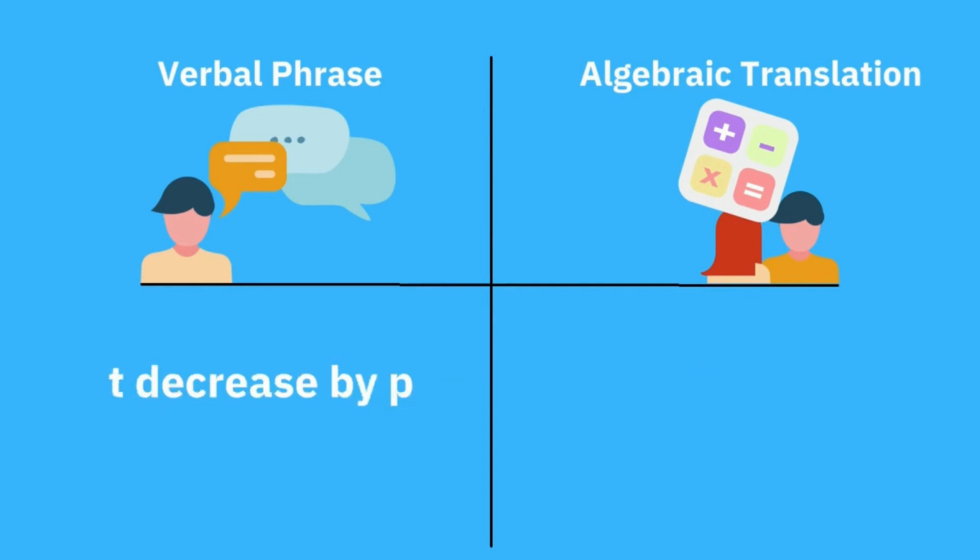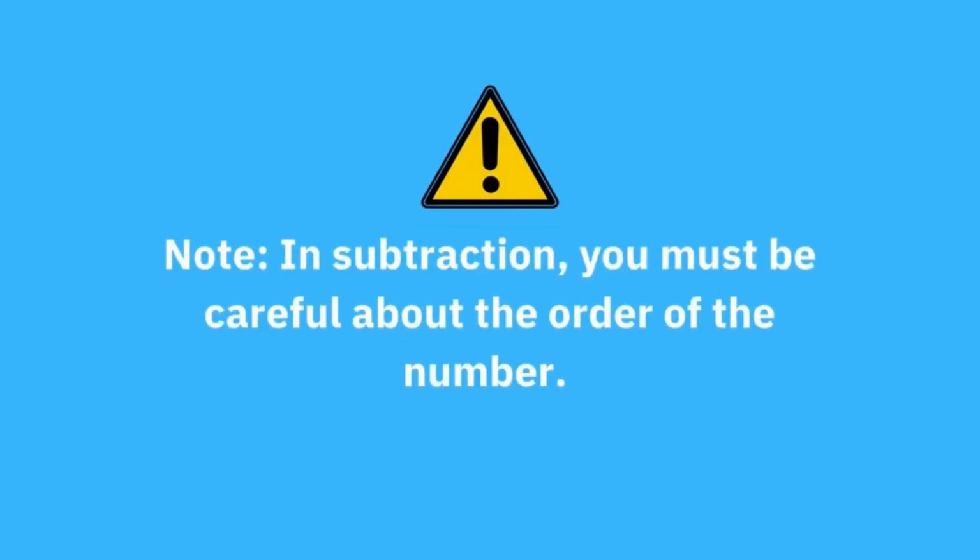What if we have t decreased by p? Then we translate it to t minus p. Lastly, 9 take away d. What will happen if we translate it? And yes, that would become 9 minus d. Let us take note that in subtraction, you must be careful about the order of the numbers.